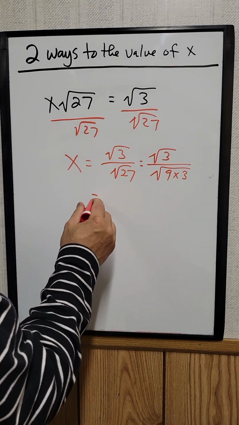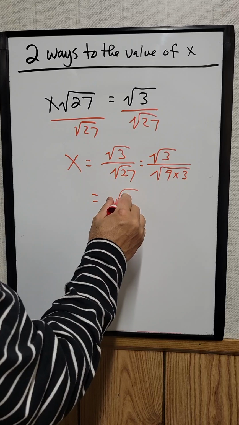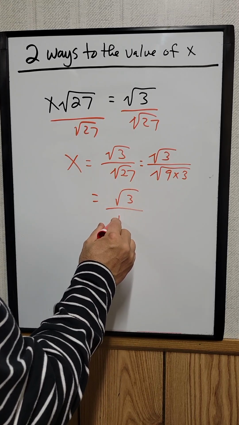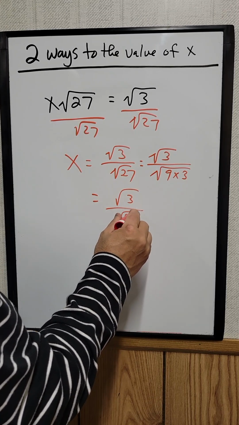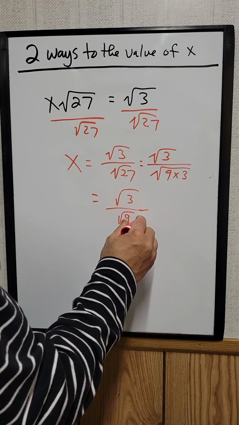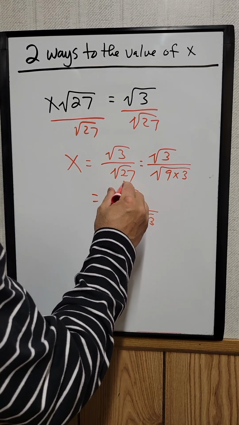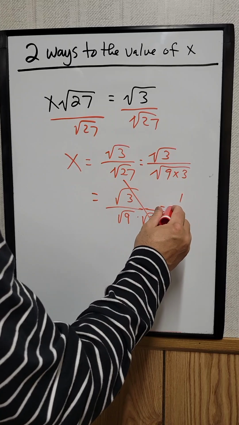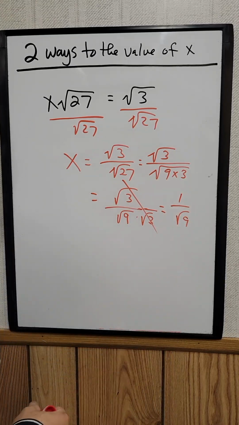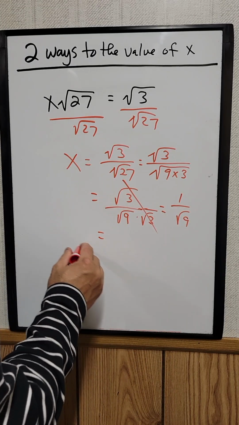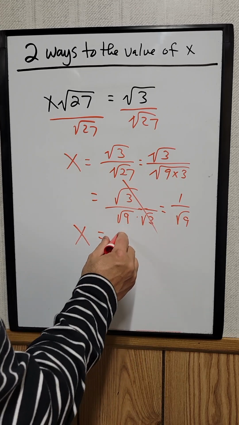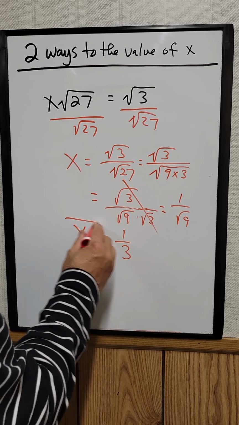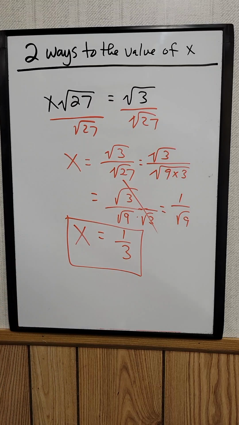Now we're going to break it down a little further. The square root of 3 divided by the square root of 9 times the square root of 3. So the square roots of 3 cancel out, leaving 1 over the square root of 9. So what is 1 over the square root of 9? So x is equal to 1/3. That's the easy way to do it.